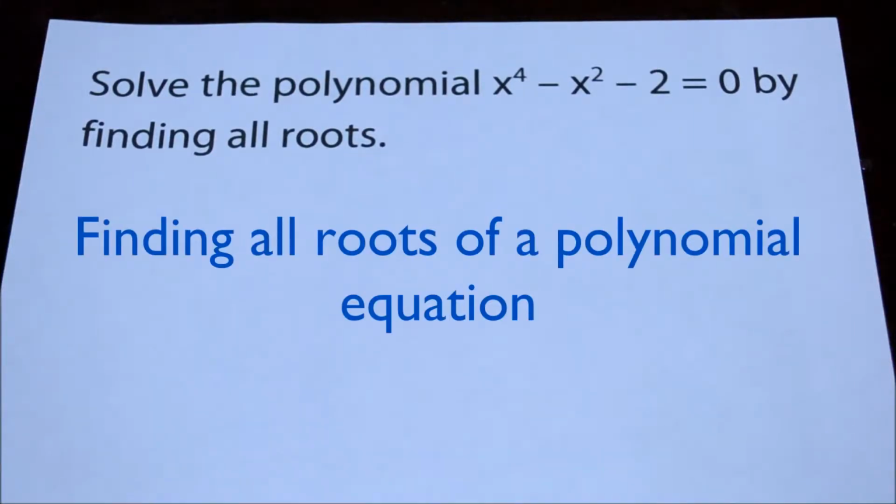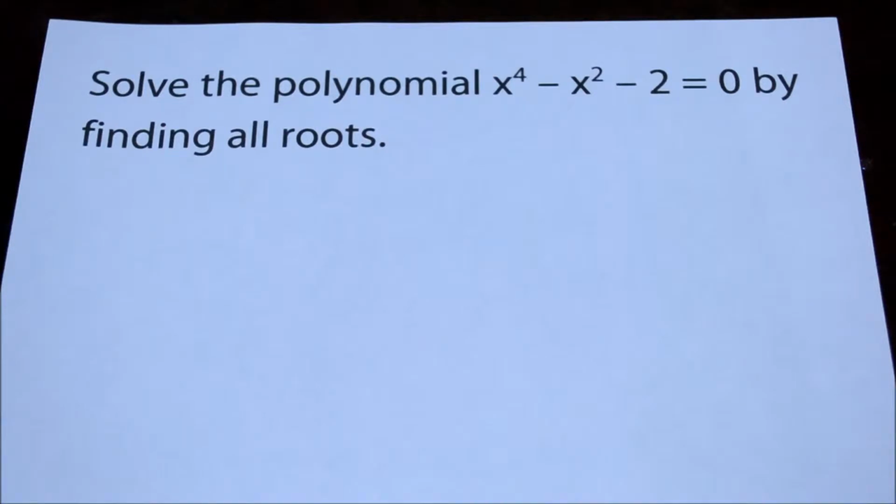Today, I am going to show you how to find all roots of this polynomial equation: x to the power of 4 minus x to the power of 2 minus 2 equals 0. I can tell that this polynomial is going to have two sets of binomials with a quadratic binomial degree.